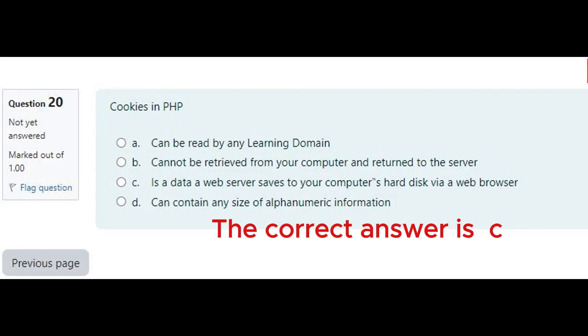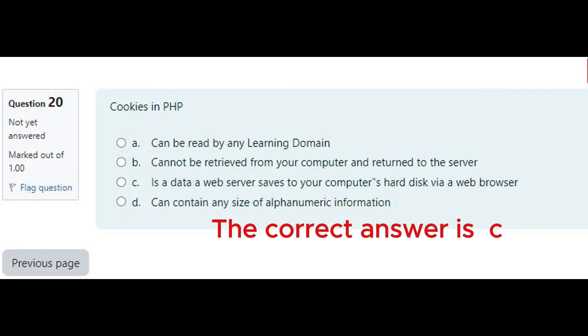Why the other options are incorrect? A. Can be read by any domain. False. Cookies are domain-specific due to the same-origin policy. A cookie set by example.com cannot be read by another site.com. B. Cannot be retrieved from your computer and returned to the server. False. This is exactly how cookies work. Browsers automatically send relevant cookies back to the server with each HTTP request.